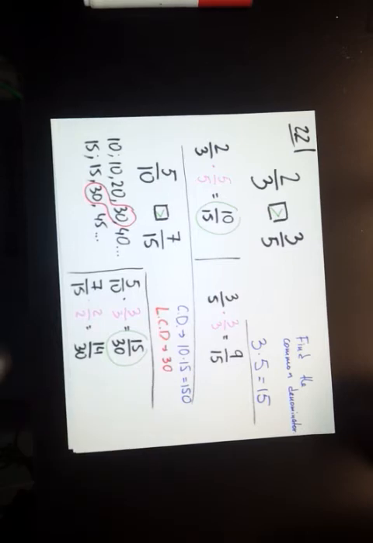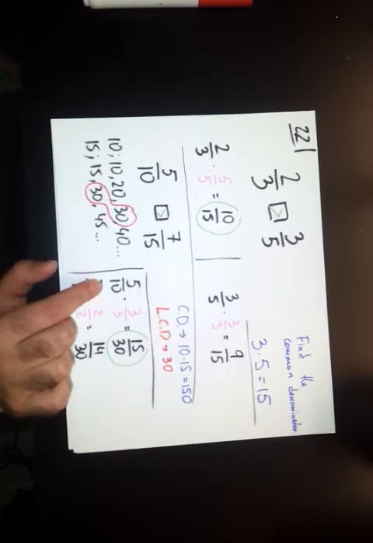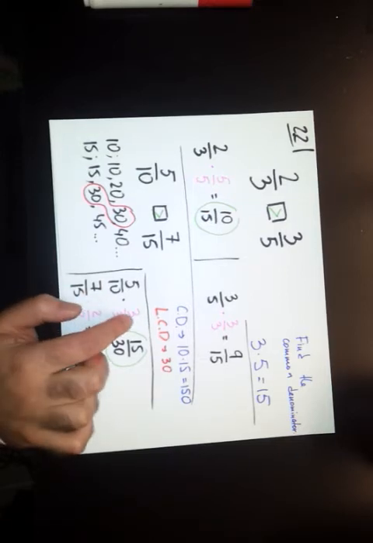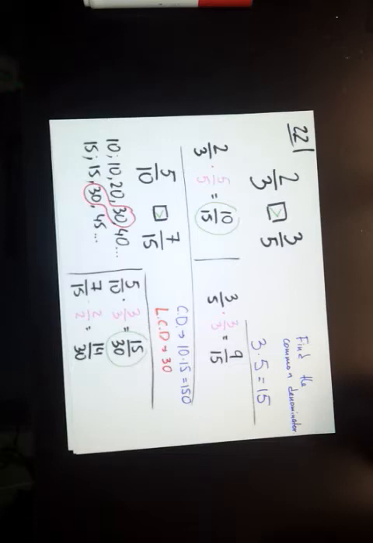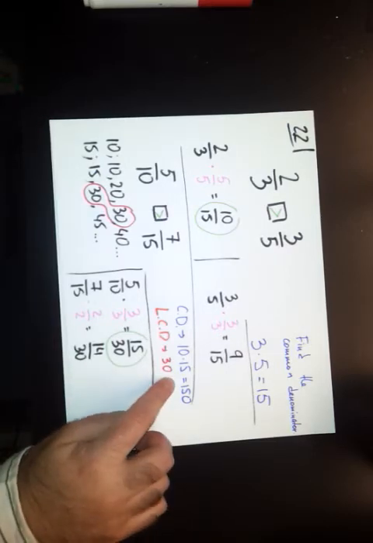And you could have used the 150. It would have worked. You would have to multiply the 10 by 15 and do the same thing with the top, and down here you have to multiply the 15 by 10. Those are big numbers. 30 is so much better.